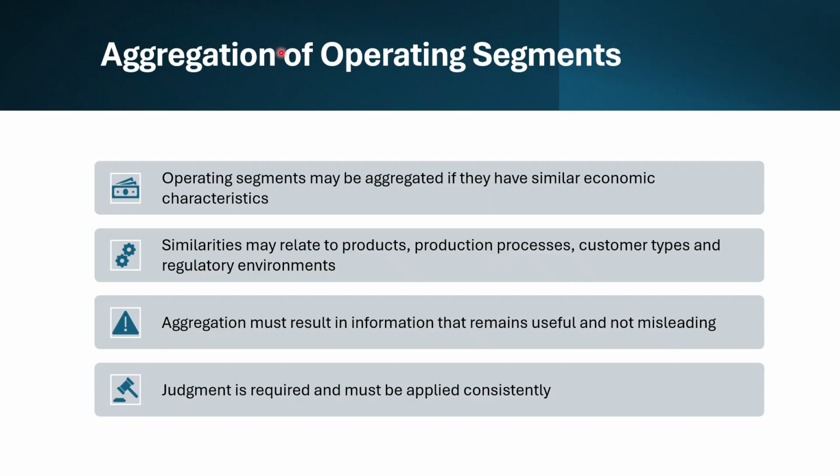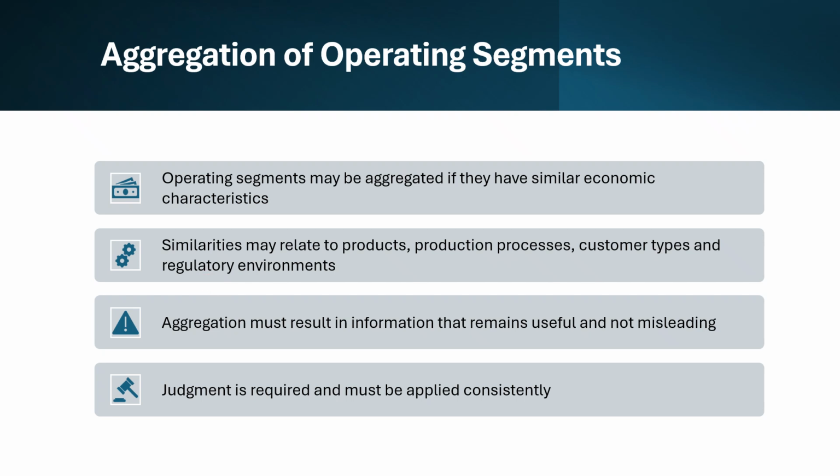So, aggregation of operating segments. Sometimes companies have many small operating segments. IFRS 8 allows aggregation, meaning similar segments can be combined, but only if they have similar characteristics, such as nature of products or services, production processes, customer types, and regulatory environments. So the goal here is to avoid clutter, but without hiding meaningful differences.